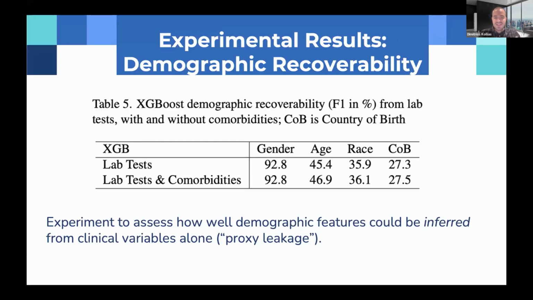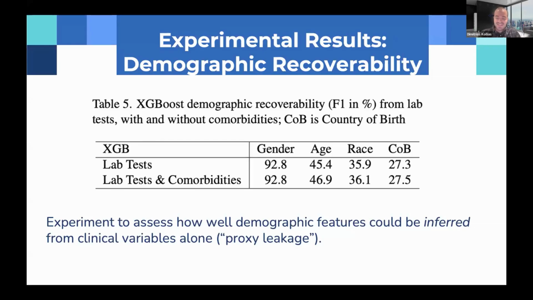So the first one is that if you compare the two rows, when we also input the comorbidities to the model, they don't contain much demographic information, because if you see the performance in the gender, there was no increase in the performance. In the age, it was a small increase. Race also very small increase. In the country of birth, also very small increase. So that is the first one.